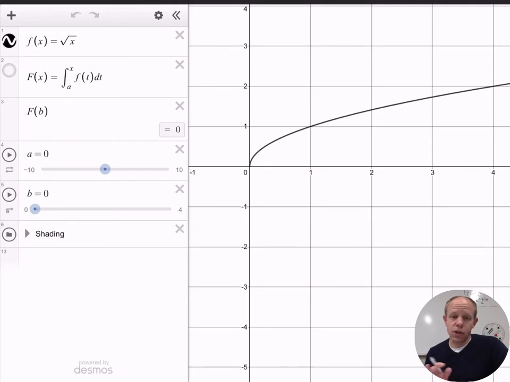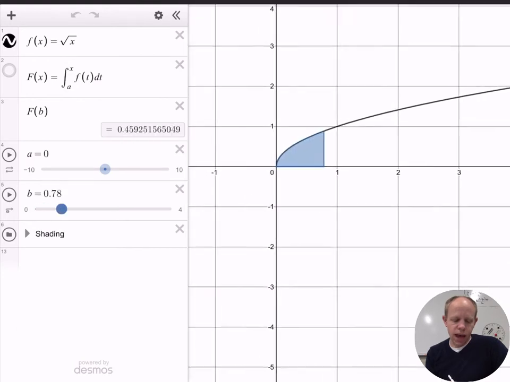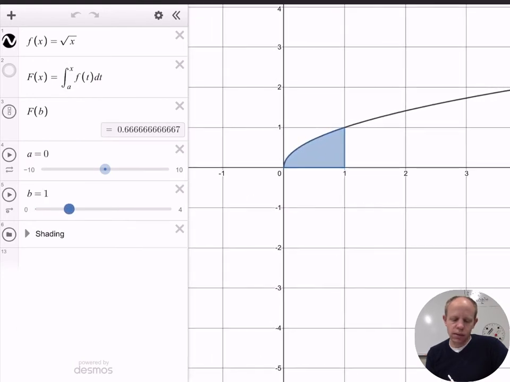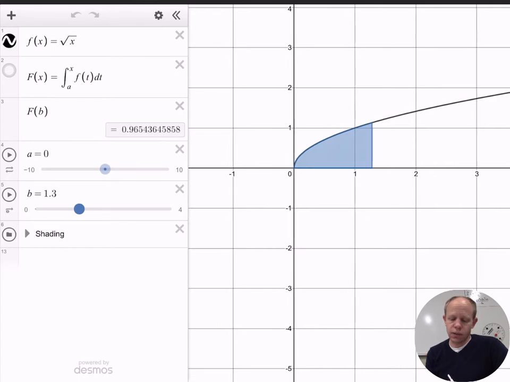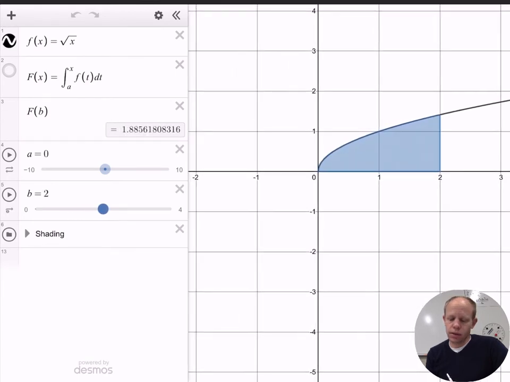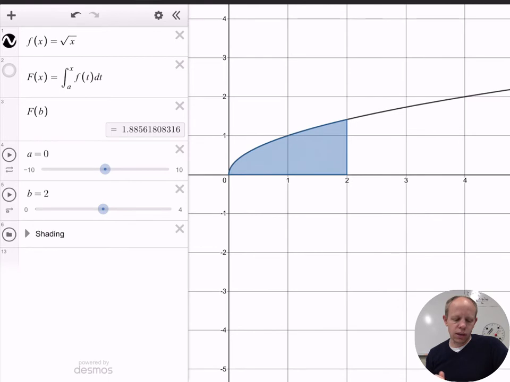So here we can see our function is the square root of x, and we're just going to call that f at t. And we're going to say capital F at x is that antiderivative from a to x. Now, in this case, we're going to go from 0, and we're going to change that b. At 0, we don't have any area there. At 1, we can accumulate it, and we see it's about 2/3 there. If we keep on going, we can accumulate all the way to 2. So that would be the accumulation there. And so you can see that capital F function is actually calculating these definite integrals for us.